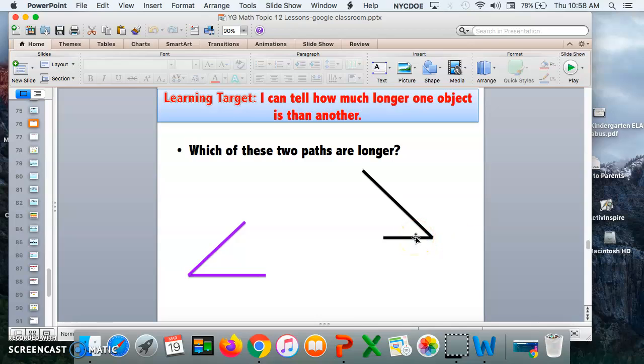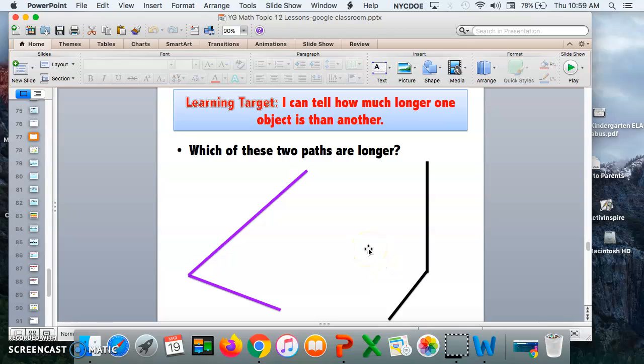So which path is longer? None is longer, because this one is 6 centimeters long and this one is 6 centimeters long. So they're both the same length. All right, boys and girls? So let's try another example.